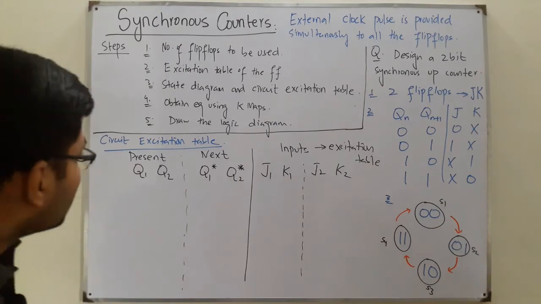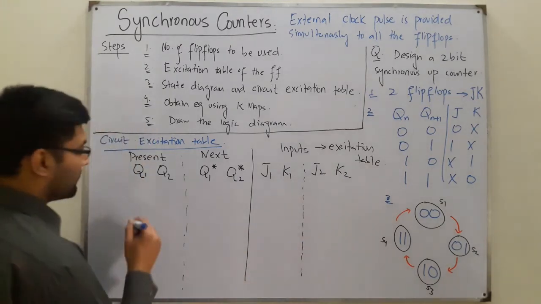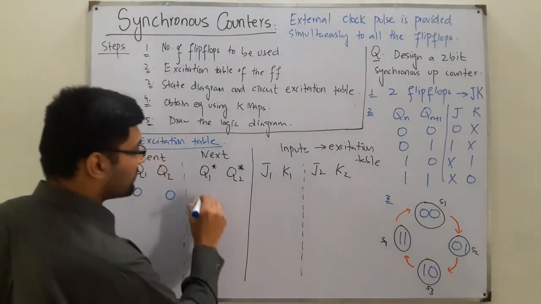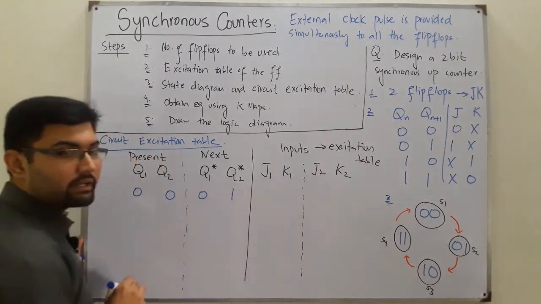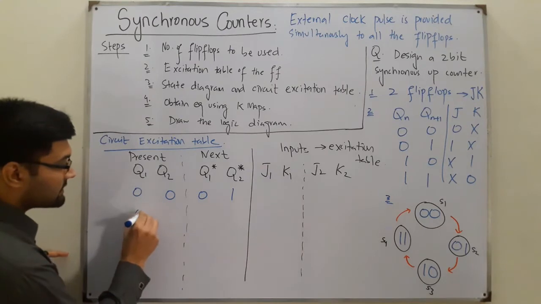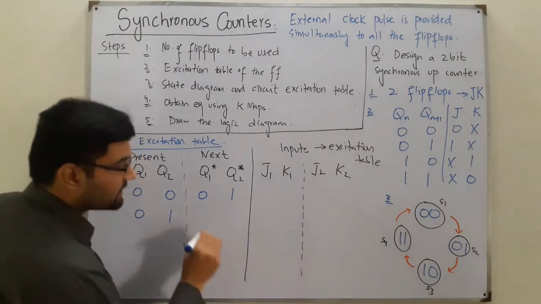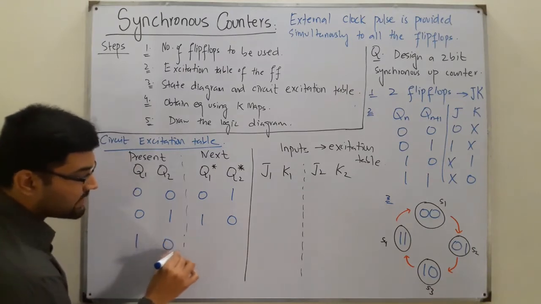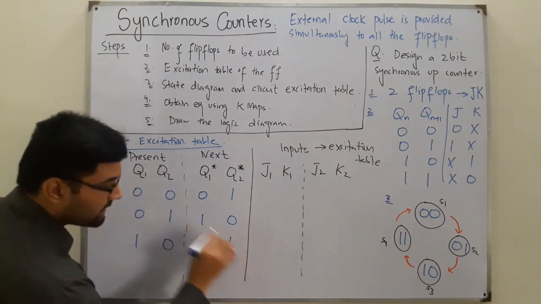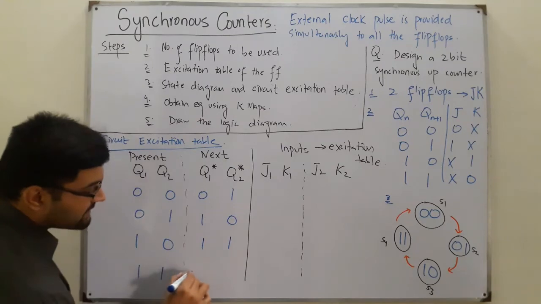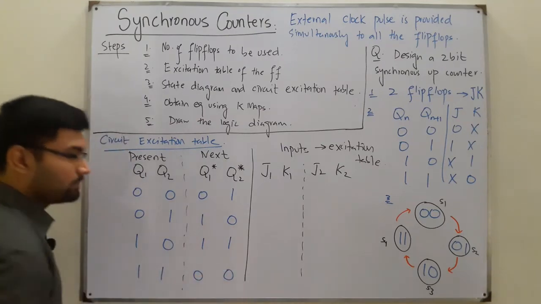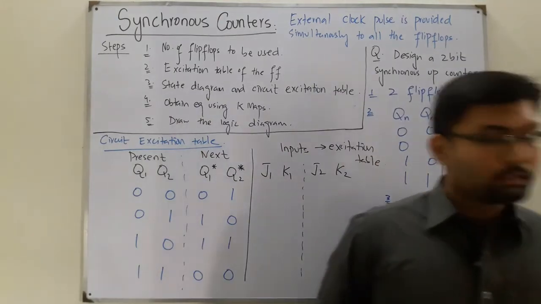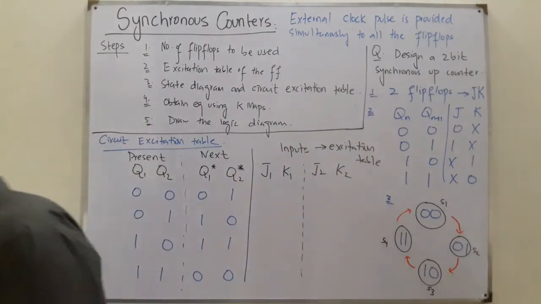Now have a look. If the present state is 0, 0, the next state for it is 0, 1. Fine. Now 0, 1 becomes your present state. So the next state for it is 1, 0. If 1, 0 becomes your present state, the next state for it is 1, 1. And if 1, 1 is your present state, the next state for it is 0, 0. Is that fine? All right.